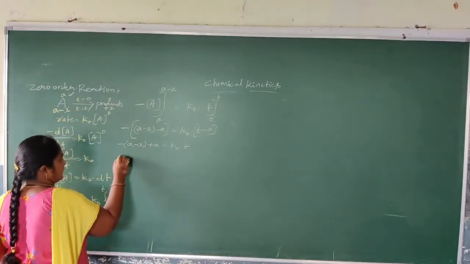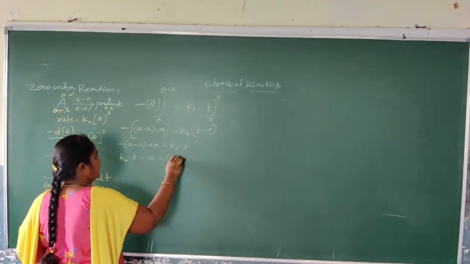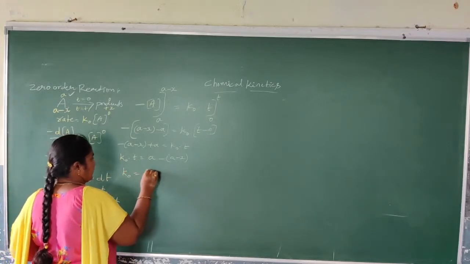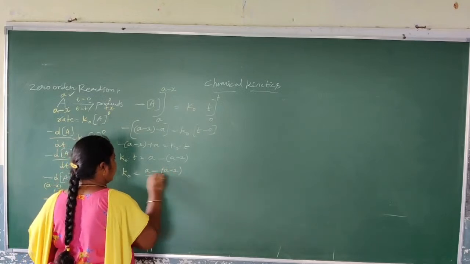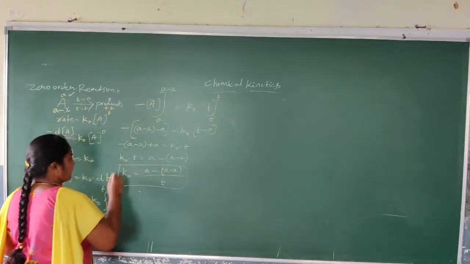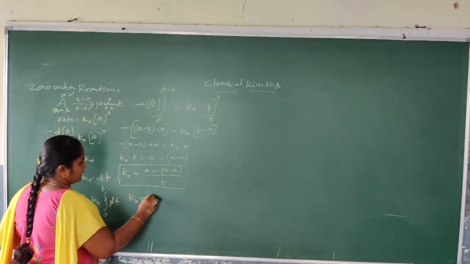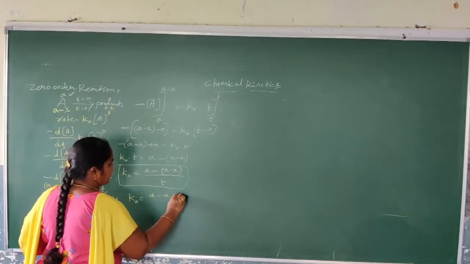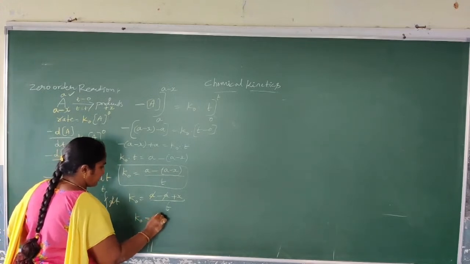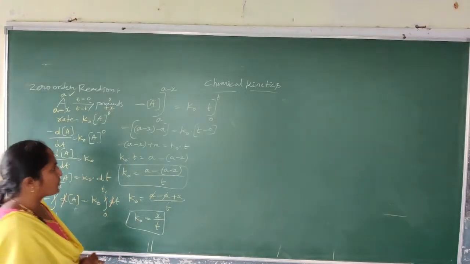So by rearrangement of this equation, we are getting K naught into T is equal to A minus X. We want K naught, so K naught is equal to A minus X by T. That is one form of the equation. One more simple form: if minus enters into the brackets, we are getting K naught is A minus A plus X by T. Plus A minus A are cancelled, so finally we are getting K naught is equal to X by T. This is one of the integrated equations for the zero order reaction.